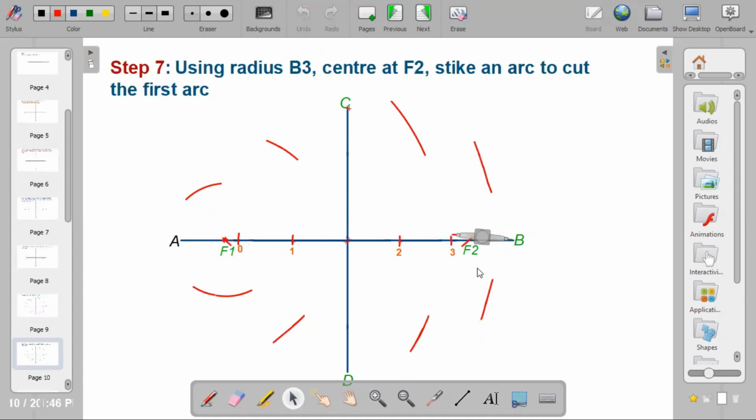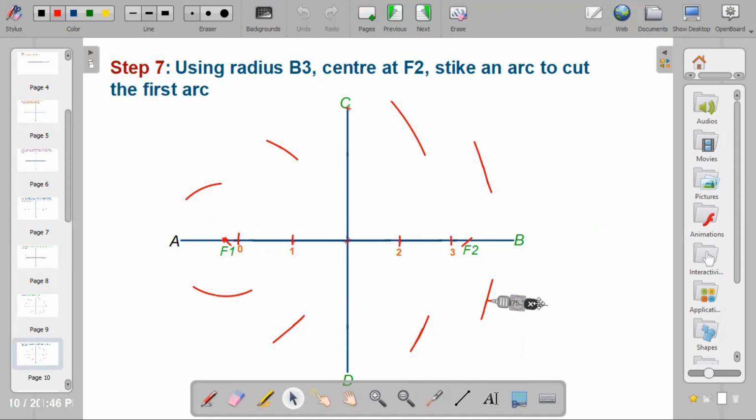From there, we move on to the other side. We've been able to use F1. Now we want to change our compass to F2. So we start from point B. So we take the radius of B to 3, B to 2, B to 1, and B to 0, centered at F2.